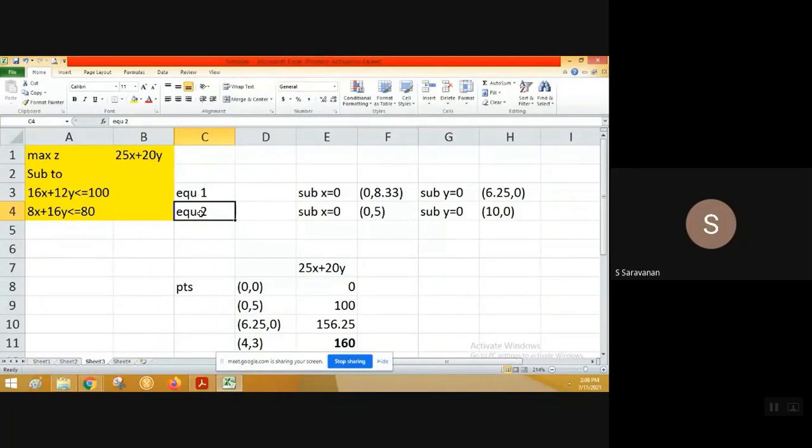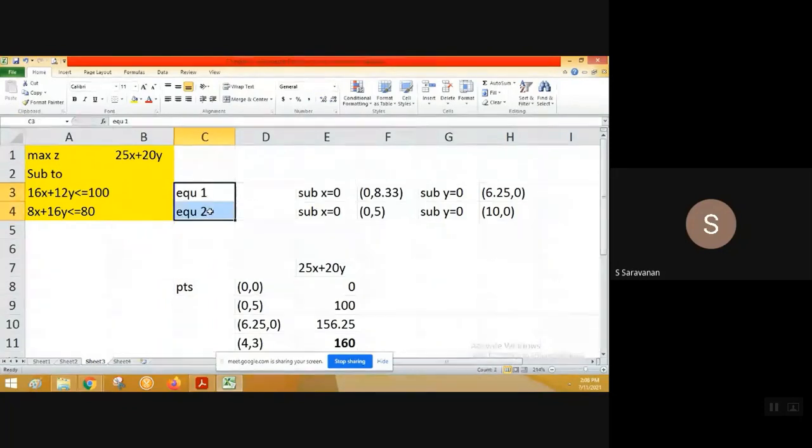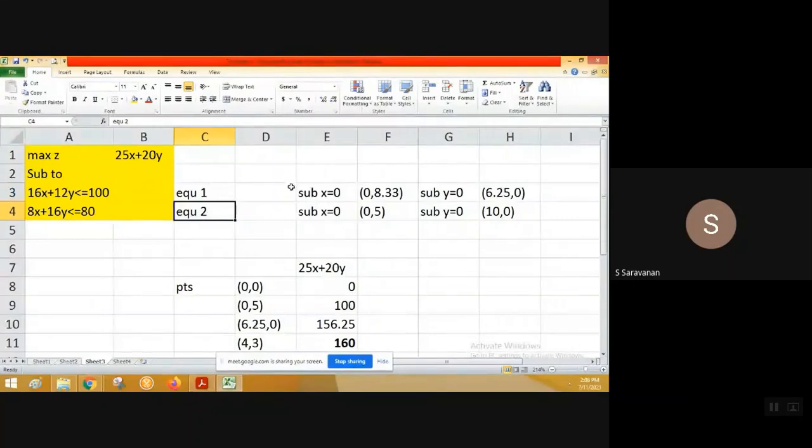Okay, so less than or equal to. Just take your equation 1, equation 2. For equation 1, substitute x equal to 0. If you substitute x equal to 0 in equation 1, you will be getting two things, the x coordinate and the y coordinate. There are two coordinates here, right? So x comma y. Just substitute x equal to 0.